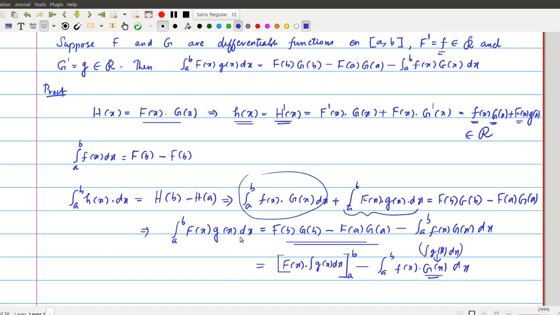Now we can call this integral a to b f of x, first function into second function dx, can be written as first function into integral of second from a to b, minus integral of the derivative of the first function into the integral of the second. The integral of the second is this one. So we can interpret this as our so-called integration by parts. So this proves theorem 6.22. In the next class we will discuss some integration of vector valued functions. With that we conclude this module.